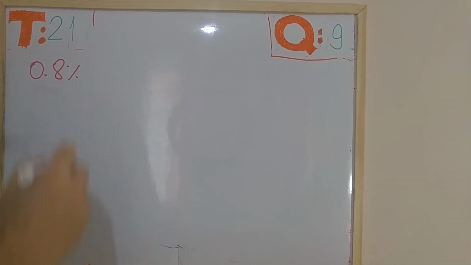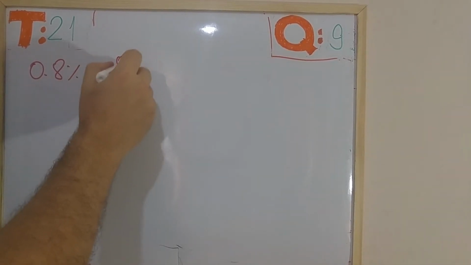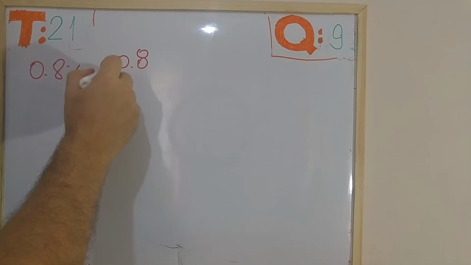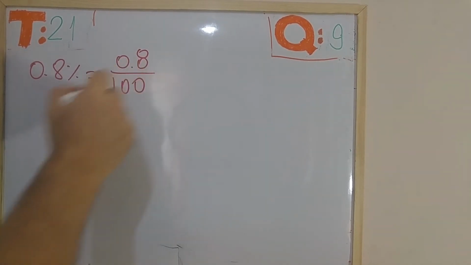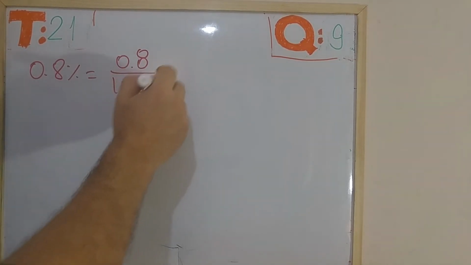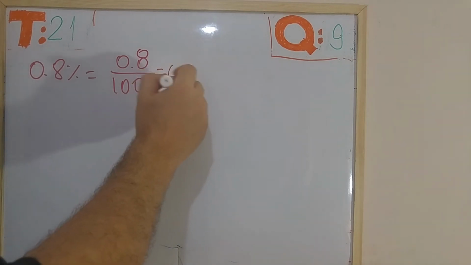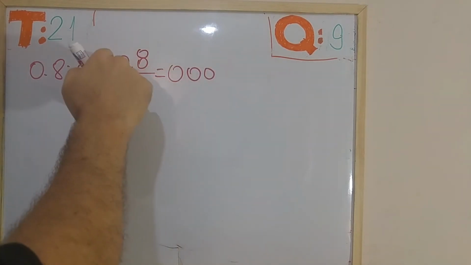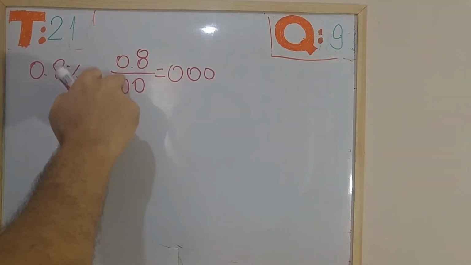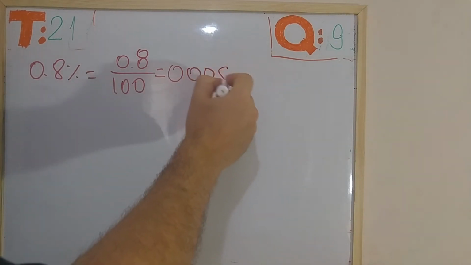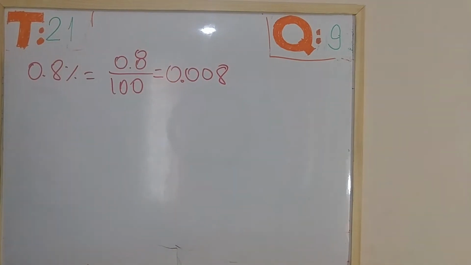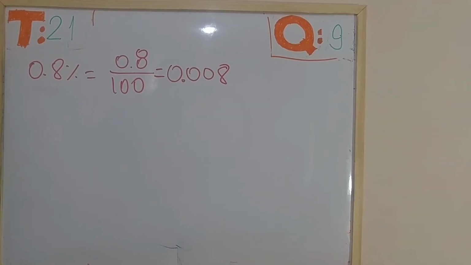0.8% as decimal is equal to 0.8 divided by 100. Therefore, what we need to do is to put 2 more zeros. I used to have 1 zero, now I need to have 2 more zeros. This is the answer, 0.008. No, not percent, this is a number.